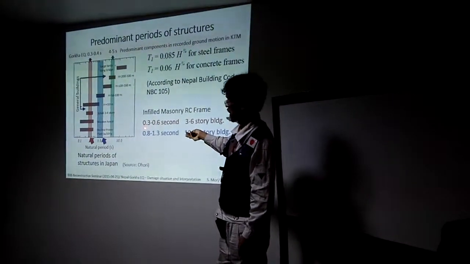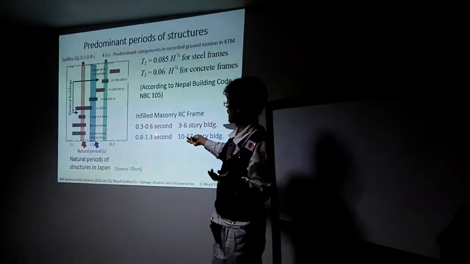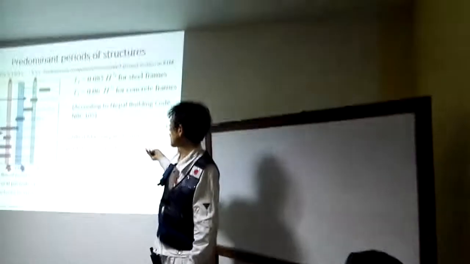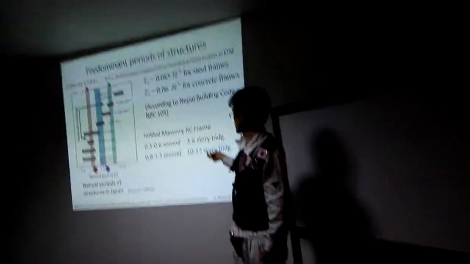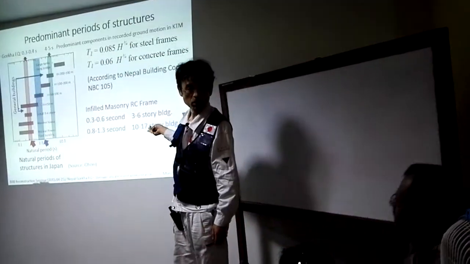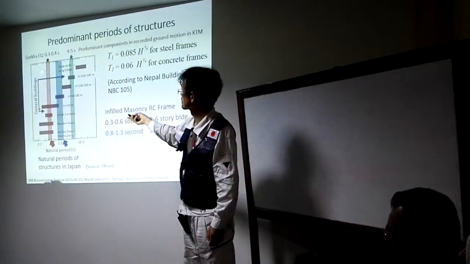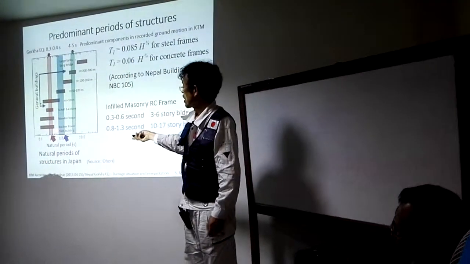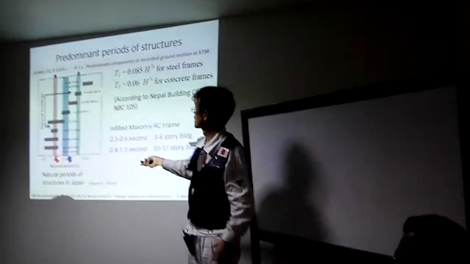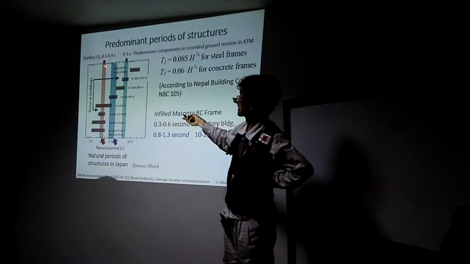Natural period of very normal buildings in Kathmandu. Later I will talk about the infill masonry, reinforced concrete frame structure. A 3 to 6 story building has 0.3 to 0.6 seconds of natural period of vibration. Roughly speaking, the same as this. And additionally, I will talk about the characteristics of the ground motion recorded in the Kathmandu Valley.